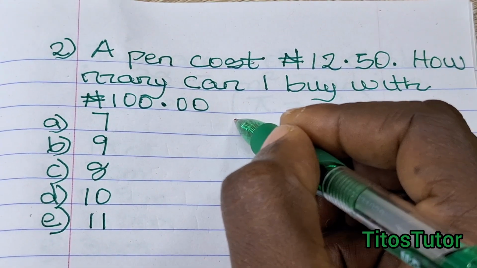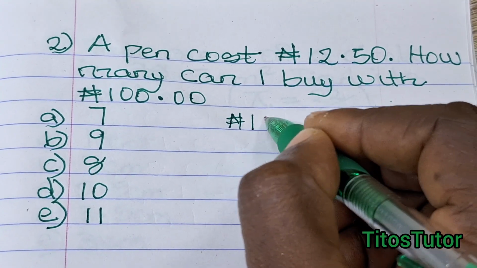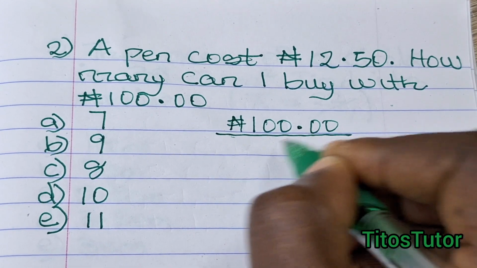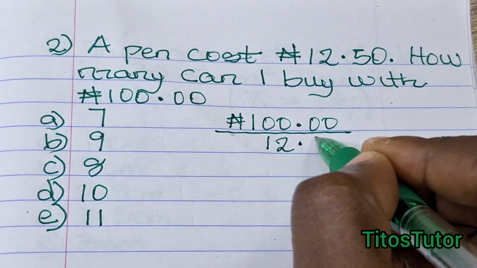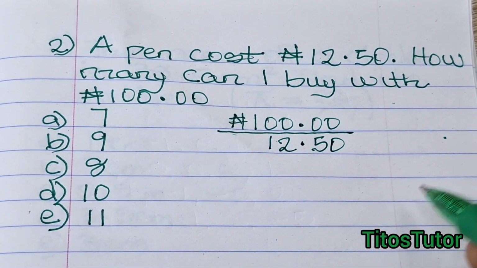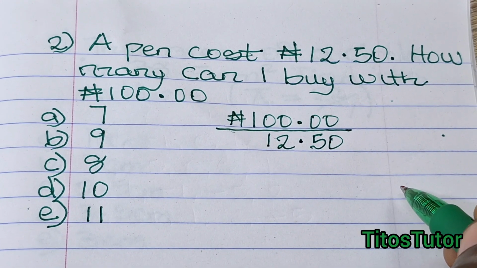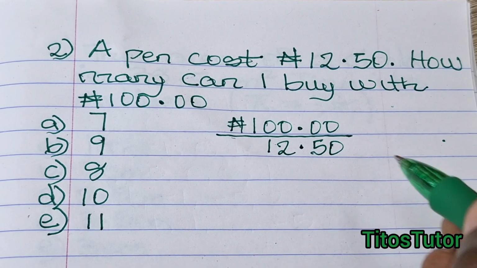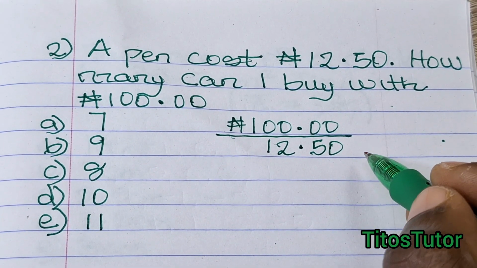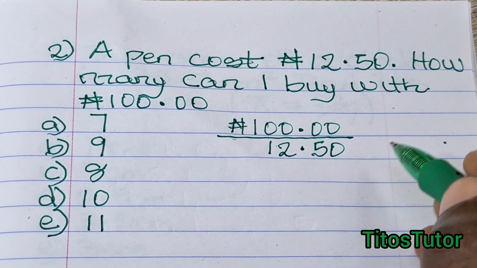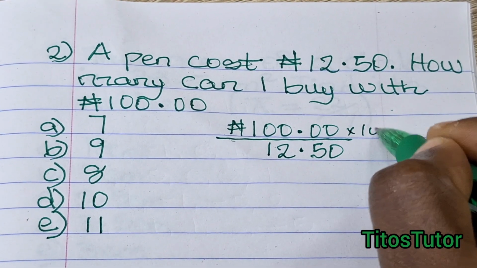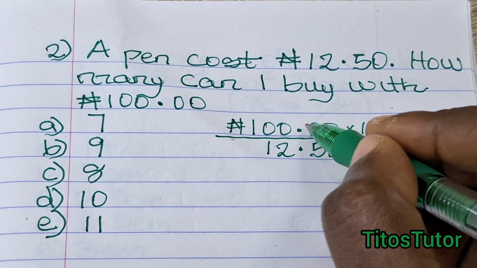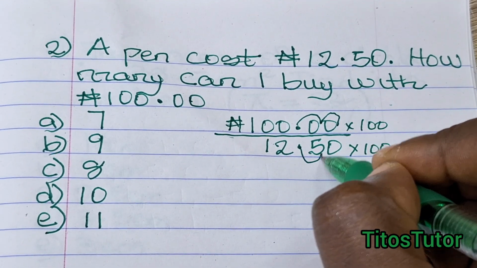So I divide 100 naira by 12 naira 50 kobo. That way I find the number of pens I can buy with 100 naira. But remember that in division of decimals, you clear your decimals before you divide. So I'm going to multiply this by 100 and multiply this by 100 because I can see 2 decimal places, right? So I go 1, 2, 1, 2.